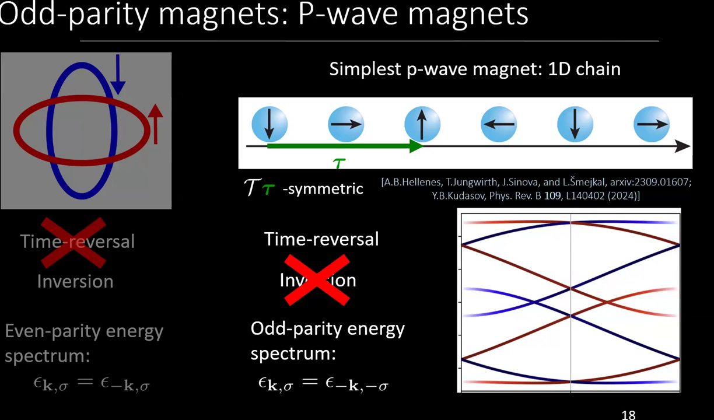And as a result, for such a model, we can obtain the band structure. And this shows the p-wave structure. We have red to the right, blue to the left. So with k to minus k, spin to minus spin. In this material, of course, time reversal symmetry is preserved on average. Inversion is broken. And the spectrum is odd parity, is odd.